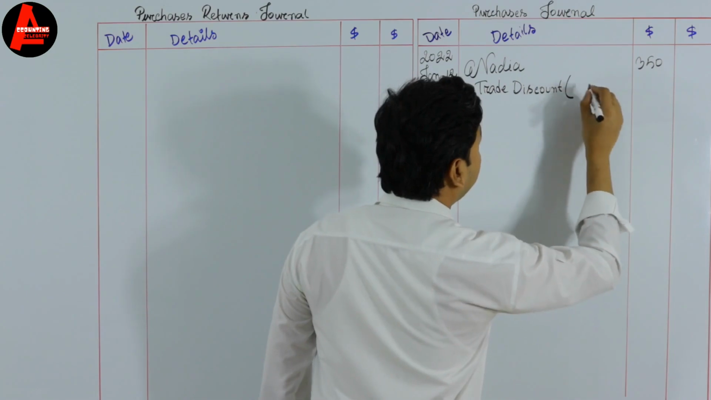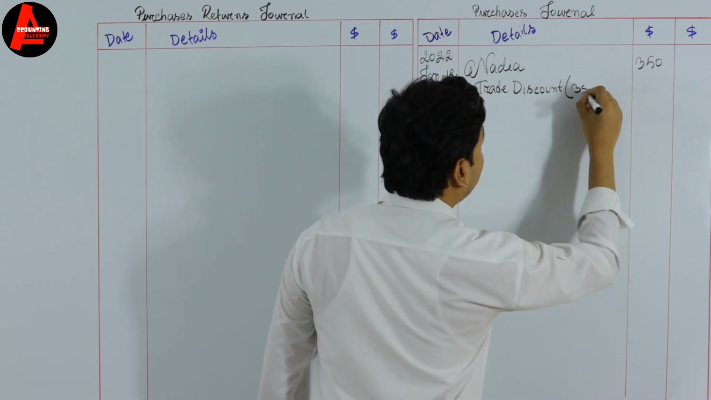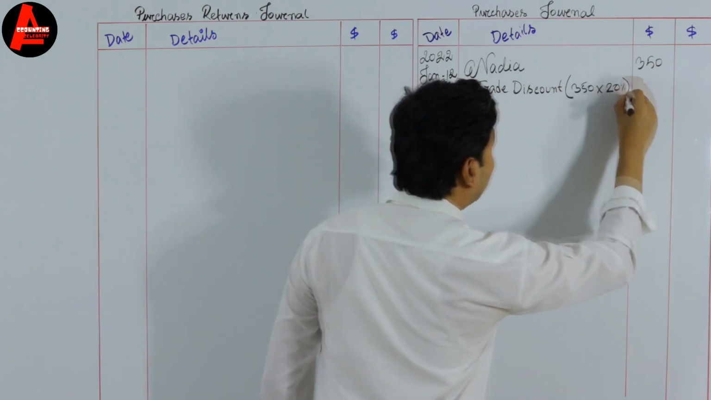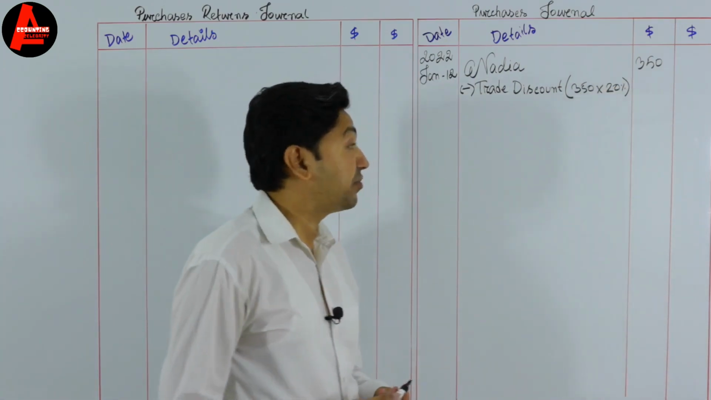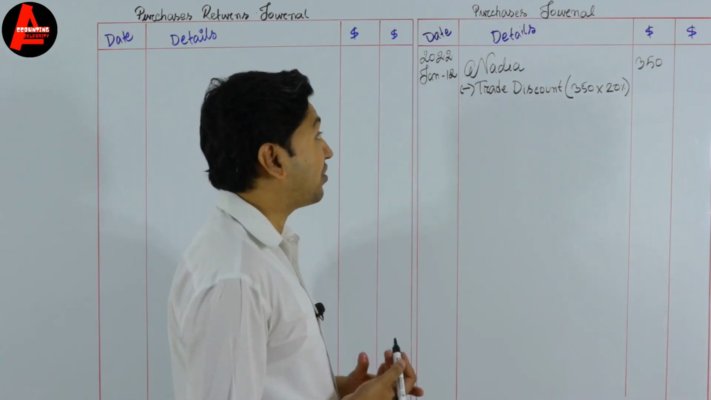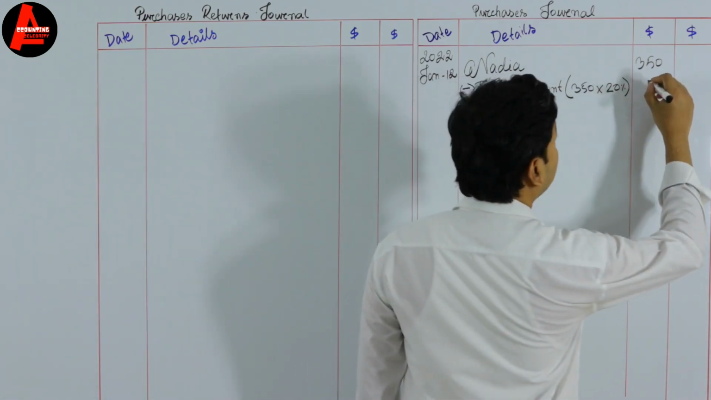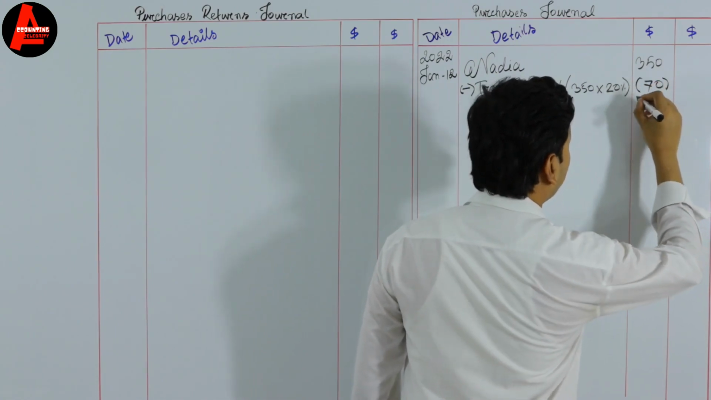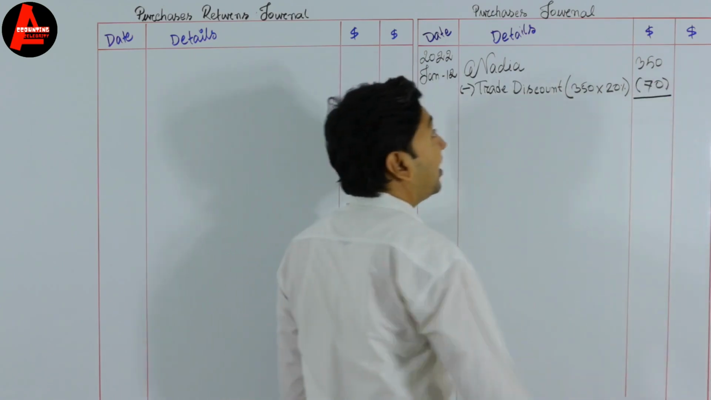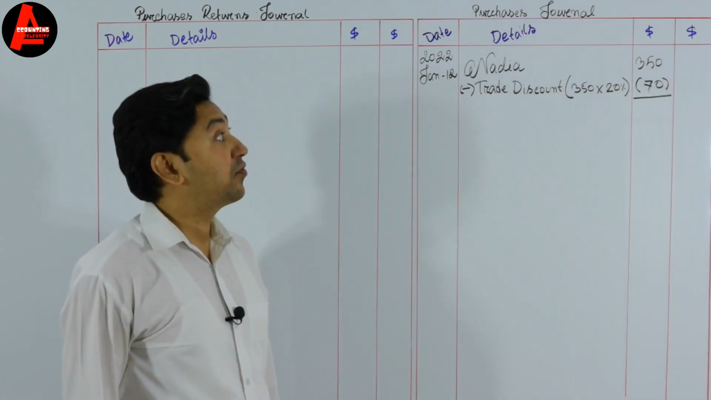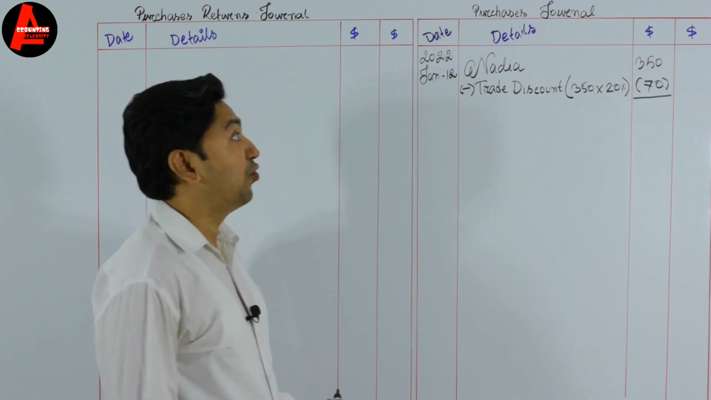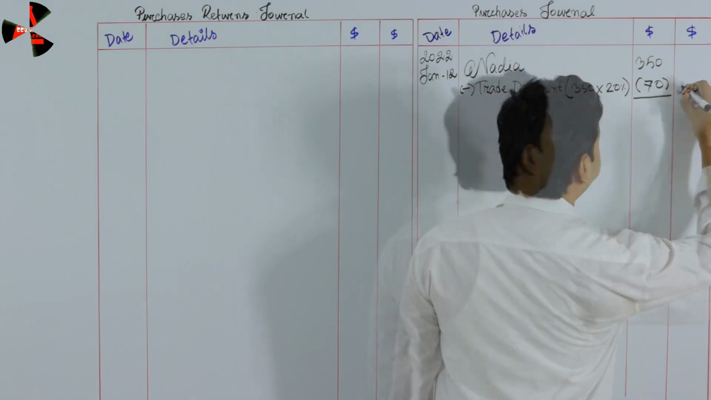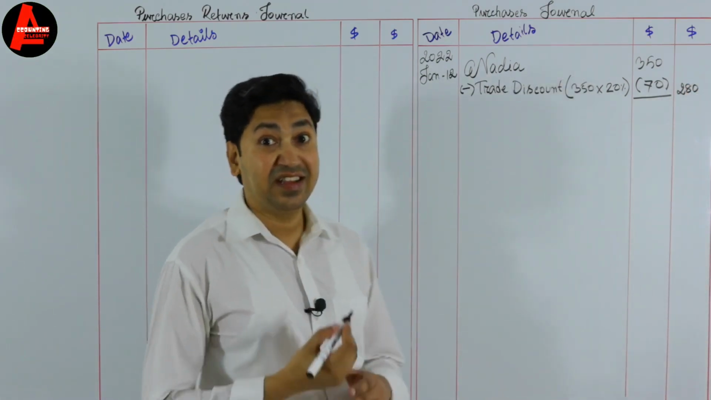So list price is here 350 times 20%, right? The discount. Okay, so now if we multiply 20% by 350, what is your answer? We get here $70. Okay, this is the amount of trade discount we need to subtract. Now if we subtract $70 from the list price $350, we get here $280. Okay, so first transaction is done.